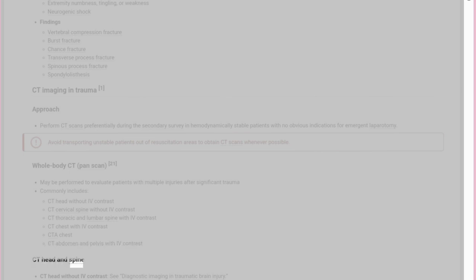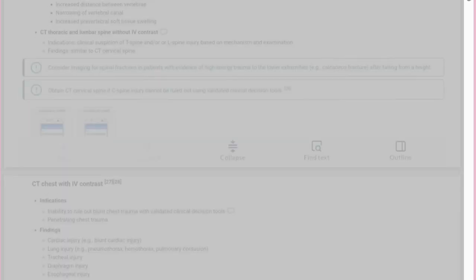CT head and spine. CT head without contrast. See diagnostic imaging in traumatic brain injury. CT cervical spine without contrast. Indications: clinical suspicion of C-spine injury based on mechanism and examination; inability to clear C-spine clinically using a validated tool, for example NEXUS C-spine criteria, Canadian C-spine rule, CCR. Findings: bony deformity and/or fracture of the vertebral body or processes, loss of alignment of the vertebral bodies, increased distance between vertebrae, narrowing of vertebral canal, increased prevertebral soft tissue swelling.